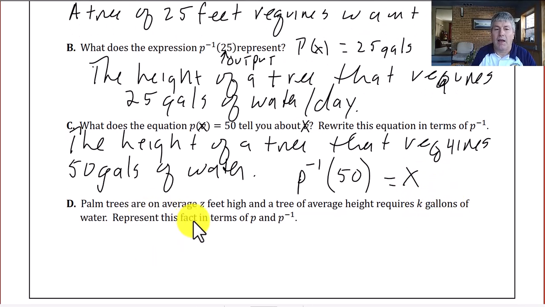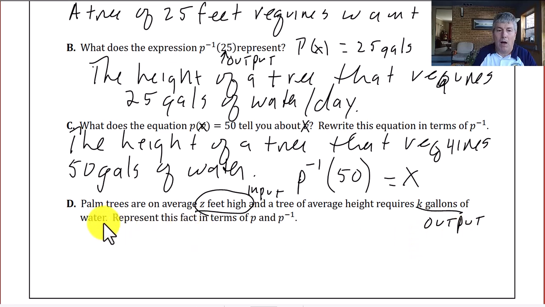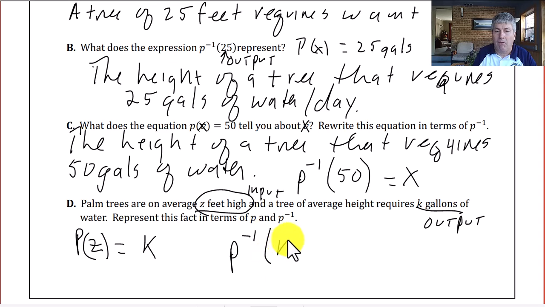Palm trees, on average, are Z feet high, and a tree of average height requires K gallons of water. So Z feet high, that's our input, or our X. K gallons of water is our output, Y. So our function here, palm tree Z feet high, I might say like P of Z equals K. When I input the height, I output the gallons of water I need. So the inverse P of K is equal to Z.